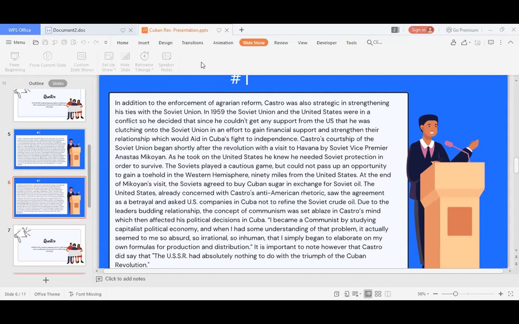One political effect of the Cuban Revolution was the transformation of Cuba into a communist state. You need to explain or give examples of what you mean by communism. What example or evidence is there that it was a communist state? What do you mean by communism? That's a big word. What do you mean by communism?